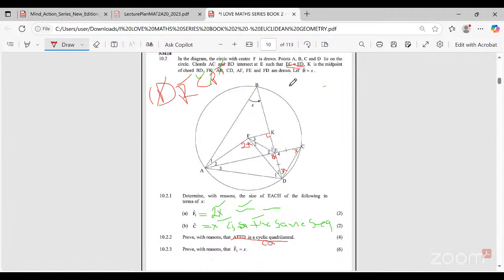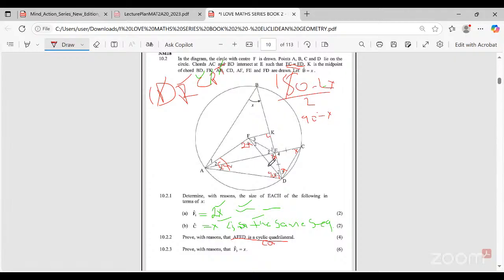Okay. Let me say 180 degrees minus 2x. Then I divide this by 2. I get 90 minus x. For this part, this is 90 minus x. And this one here will too be 90 minus x.